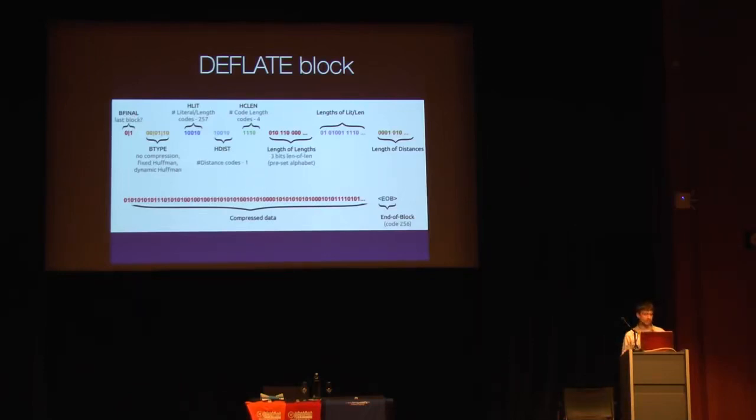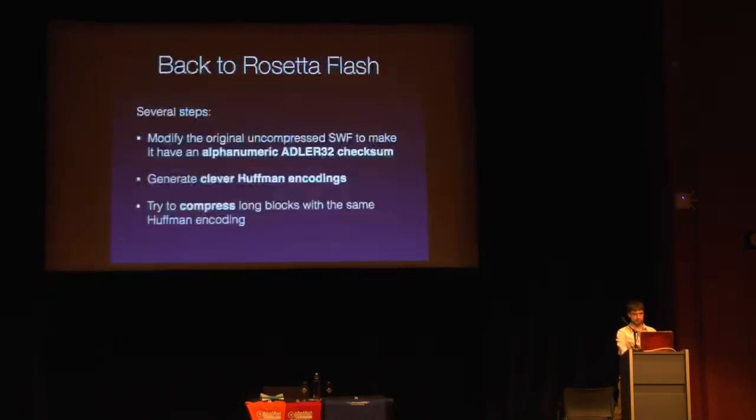Then there are some counters: the number of literals, the number of lengths. We won't go too much into detail. Then there are 3 tables. The most important one is the first one, the length of lengths, which says translate this code to that other code. And then there are 2 more. And then there is an end of block code.